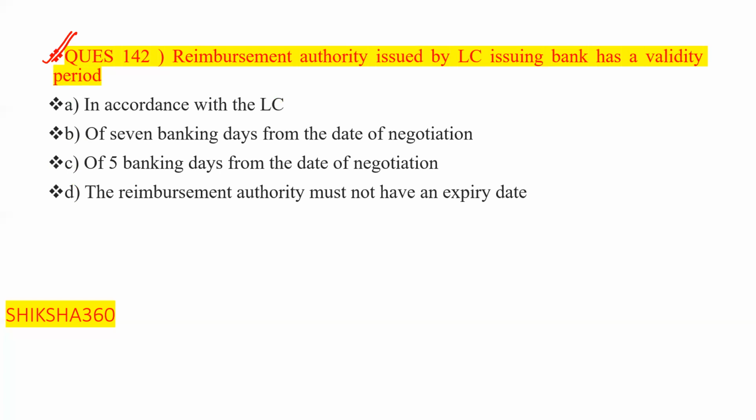Second one is 7 banking days from the date of negotiation. Third option is 5 banking days from the date of negotiation. Fourth option is the reimbursement authority must not have any expiry date. So please tell fast what is the correct answer. Please respond.